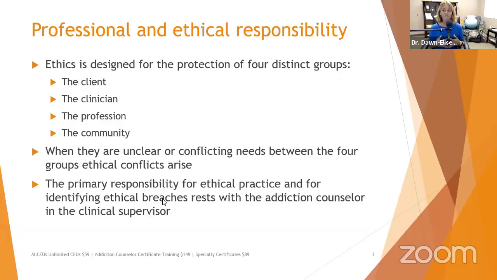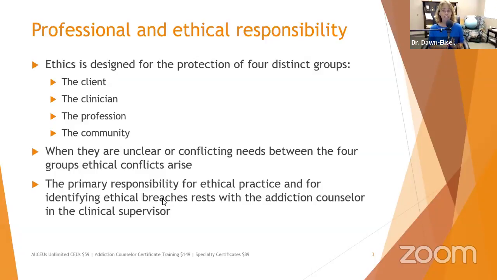When there are unclear or conflicting needs between the 4 groups, ethical conflicts arise. So, maybe you want to do something. Bartering is one of those examples that comes up a lot. You want to do something in the best interest of the client, and they don't have a lot of money. So maybe you want to barter and have them mow your lawn in exchange for counseling. Well, most ethical codes say that bartering is a no-no. And there are very, very few exceptions to that. But, as a clinician, you're trying to do what's in the best interest of the client, but the profession and the professional ethics say, no bartering. So they're in conflict and you've got to figure out, what do I do here?